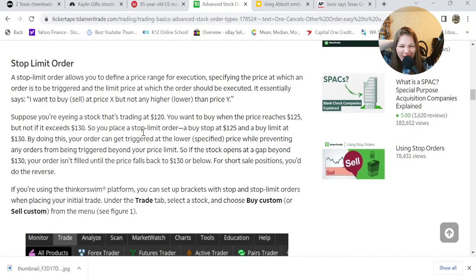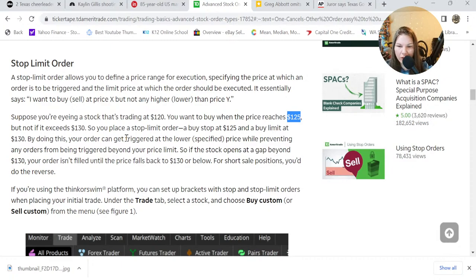If you want to buy the stock, why wouldn't you buy it at 120? Just in this example, let me know in the comments what you guys think. If you're eyeing a stock that's trading at 120, why would you want to buy it when it reaches 125? Why wouldn't you want to buy it at 121? You would save $4 per stock.